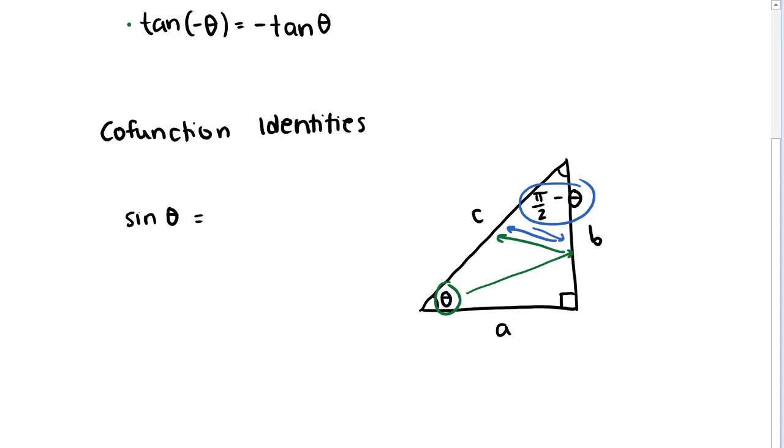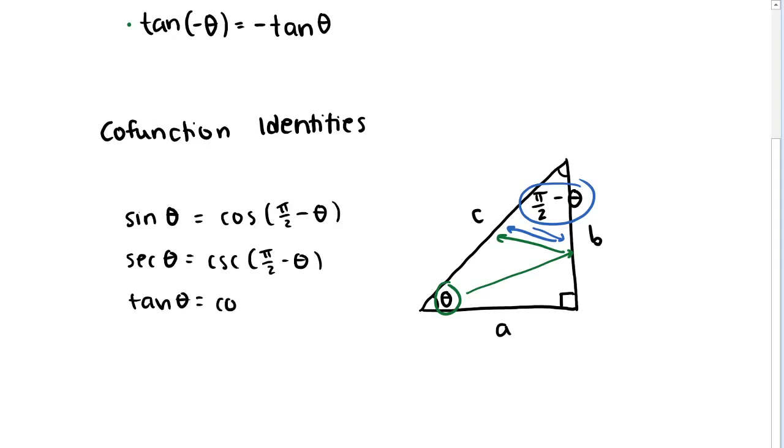And in general, it's going to be true that sine of theta is equal to cosine of pi over 2 minus theta. And really, this is the same for all trigonometric functions and their co-functions: secant of theta is equal to cosecant of pi over 2 minus theta, and tangent of theta is equal to cotangent of pi over 2 minus theta. So these are another set of identities that may be useful. Again, I wouldn't store these right in the front of your memory, but they're good to know.